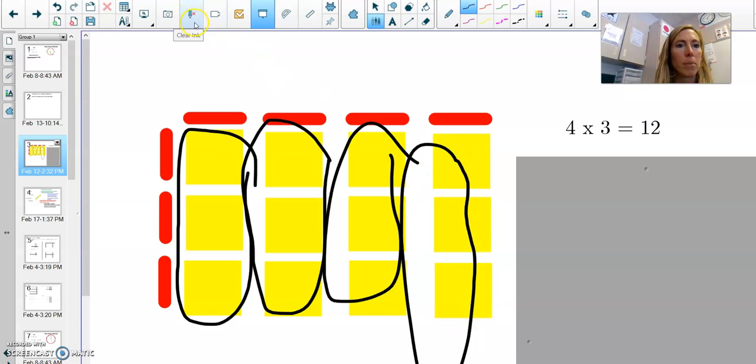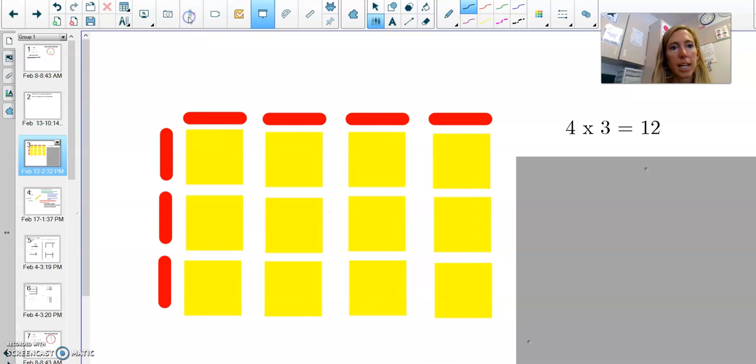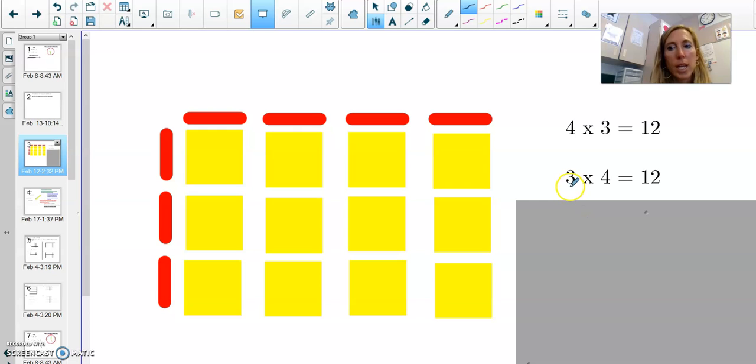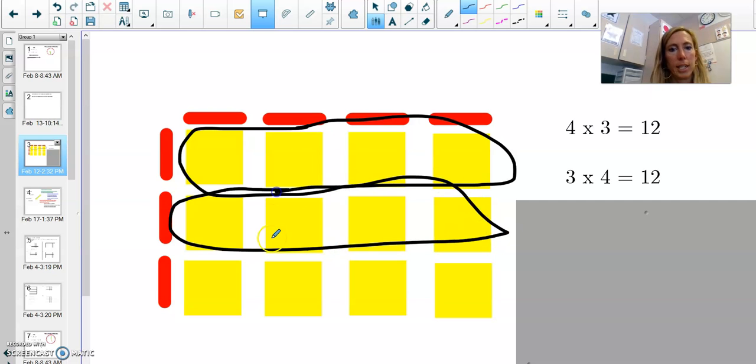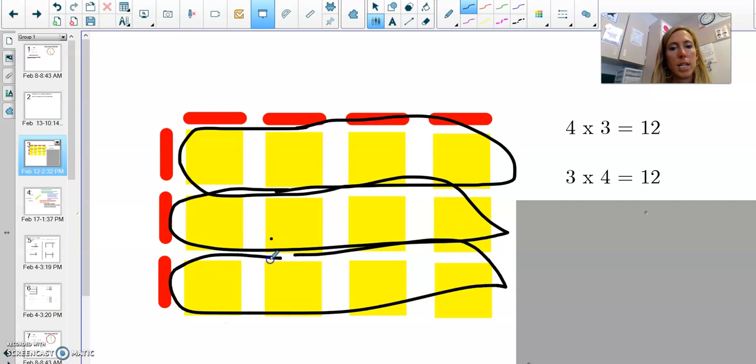Okay? And now up here I can press this clear ink button to say, all right, I have another fact I could come up with. 3 groups of 4. Right? I could also show that. 3 groups of 4. And I could circle it that way. Right? So each time I'm showing where you see that in your tiles.